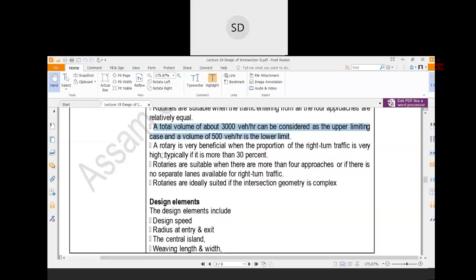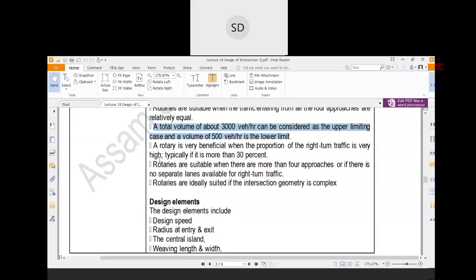So if you are given a task to find out whether you can build a rotary intersection in place of a plane intersection, first you have to find out what the traffic volume is. If the traffic volume over that area is more than 500 vehicles per hour, you can go for the rotary intersection. If the right turning vehicles there are more than 30%, in that case also you can go for the rotary intersection. Rotaries are suitable when there are more than 4 approaches, or if there are no separate lanes available for the right turn traffic.